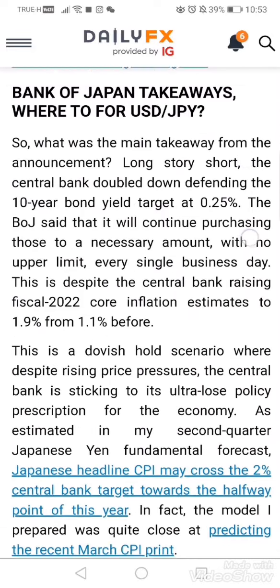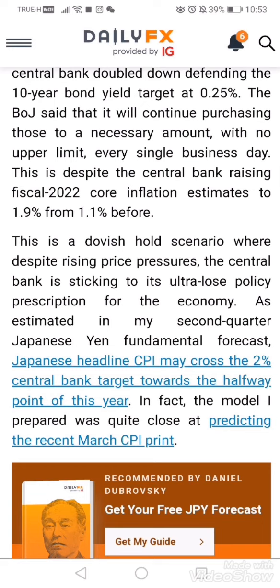What is this, and why did this happen? This is what they say, a dovish hold scenario. It's a very peculiar and sensitive topic to discuss. The Central Bank of Japan decided to preserve the interest rates instead of increasing them, which has been the case for the rise in the US dollar lately, and this is basically there to help the local economy.